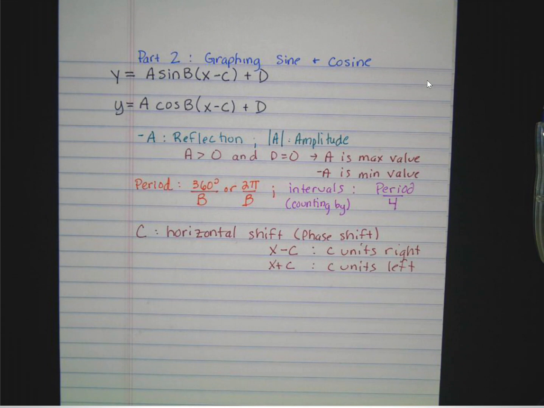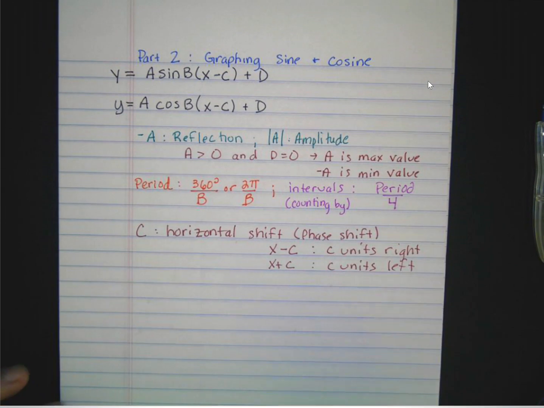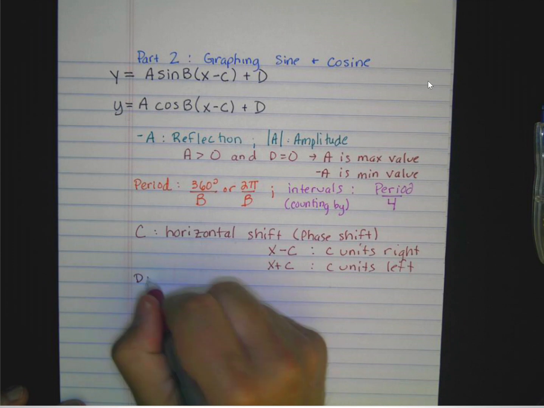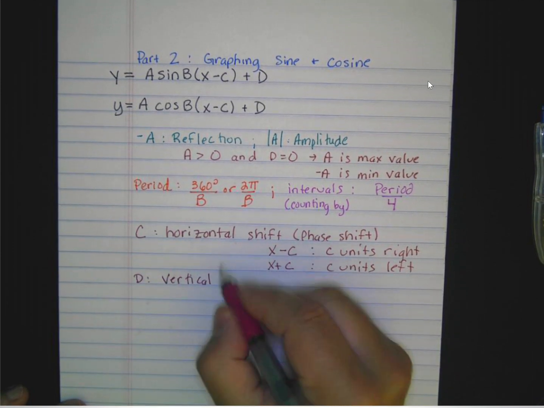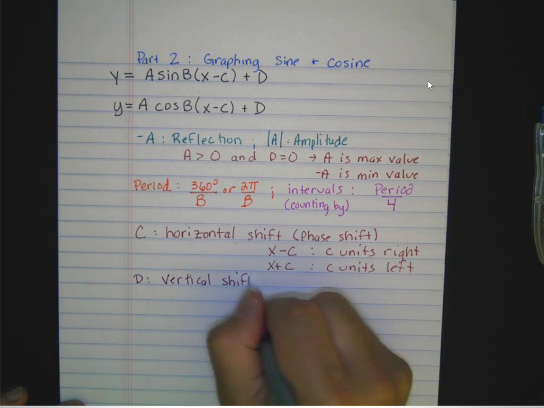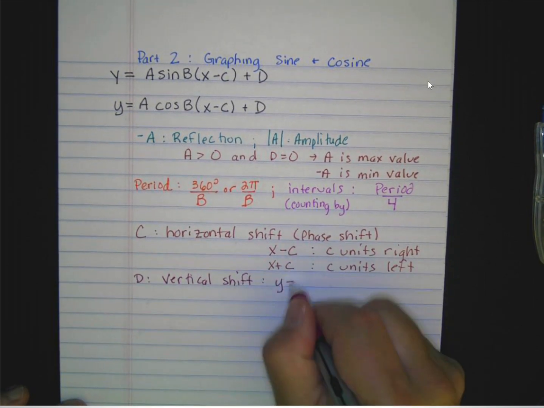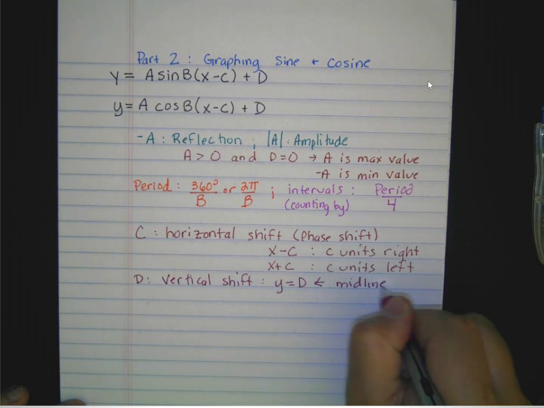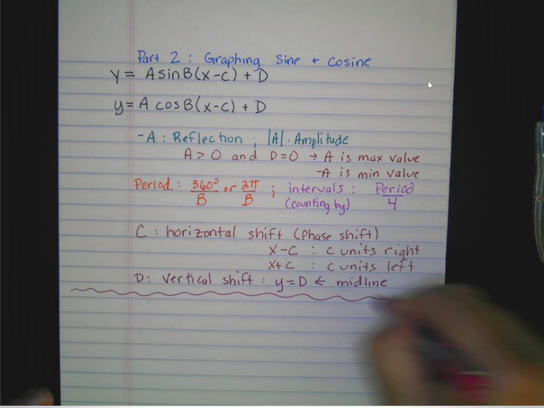And then D, well, we've had reflections, stretches, whatever, because A is going to do all that. It's just going to move it up and down, size of the waves. D is going to be our vertical shift, okay? Your midline, which is like your x-axis, y equals D is going to be your midline. That's going to move either up or down. It's going to just shift everything. We're going to do examples, starting right now.